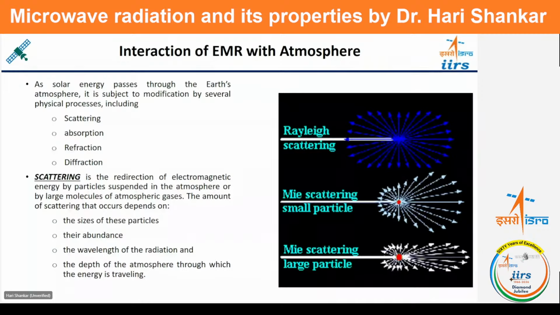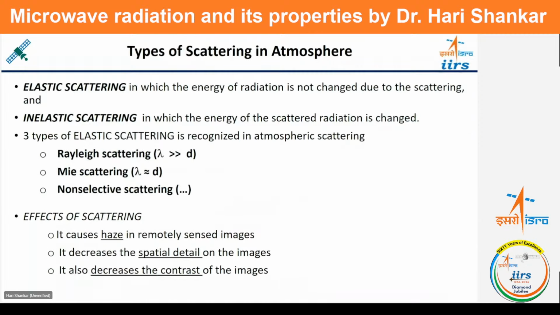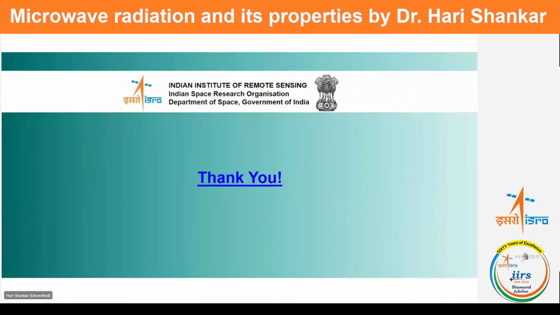Three types of scattering are there: Rayleigh scattering, Mie scattering, and non-selective scattering. This is the relationship. If the wavelength of the radiation is much greater than the diameter of the particles, then the scattering is called Rayleigh scattering. If the wavelength and the diameter of the particle are almost the same, it is called Mie scattering. And if it is independent of the wavelength and the size, then it is called non-selective scattering.